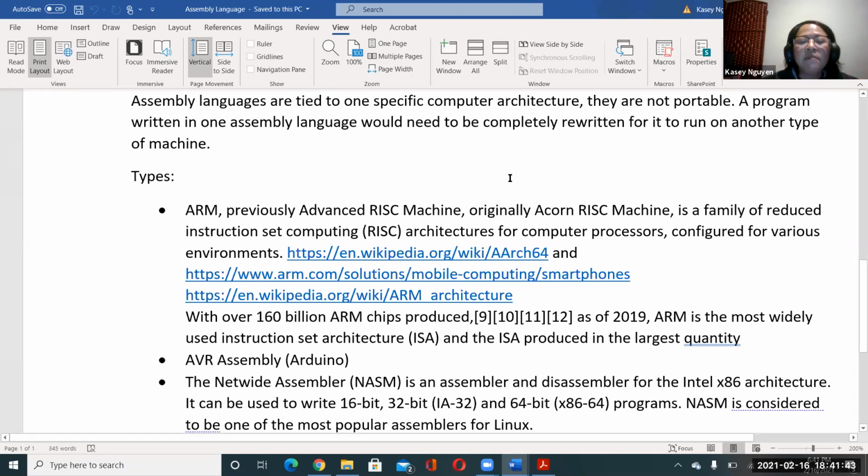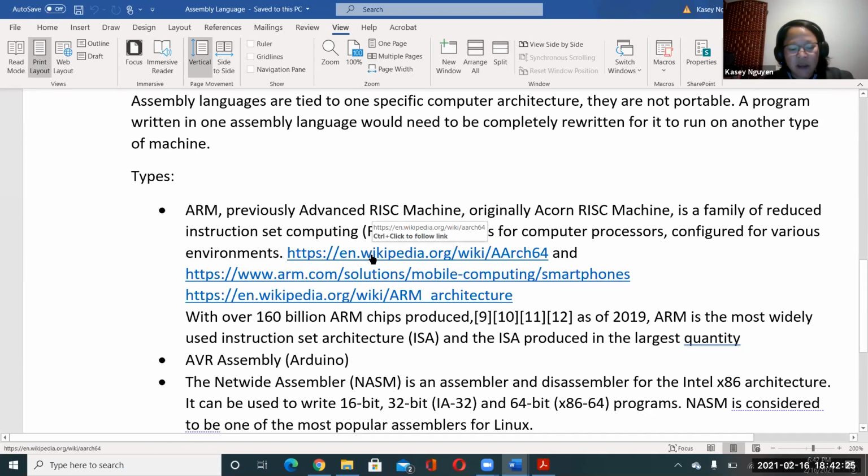For ARM, there are jobs posted all the time now. I see it posted for ARM developer. Previously this was named Advanced RISC Machine, or originally Acorn RISC Machine. This is a family of RISC, and RISC stands for Reduced Instruction Set Computing. The processor is configured for a certain environment. If you want to check things out, I put Wikipedia in here, and it gives you a good chart to look at.